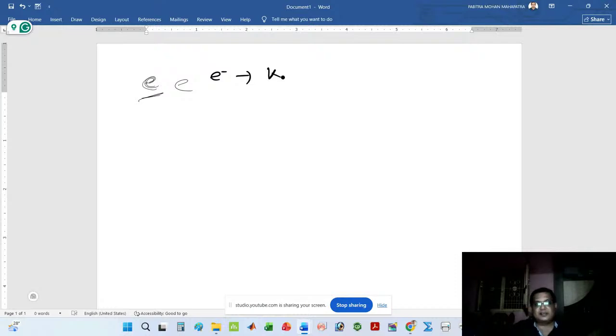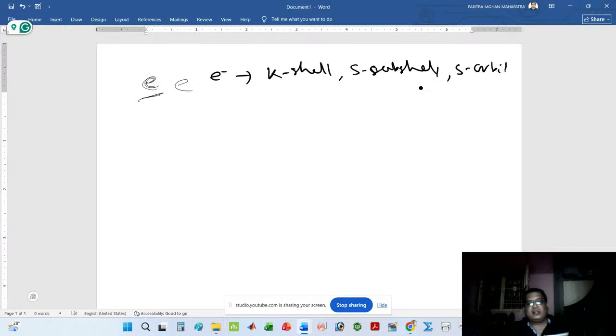Suppose an electron is present in the K shell and the s subshell, s orbital. Let me explain. The K shell has one subshell, that is the s subshell, and the s subshell also has one orbital. What is the setup? And the electron moves in the clockwise direction. What is the setup for the quantum numbers? Tell me.